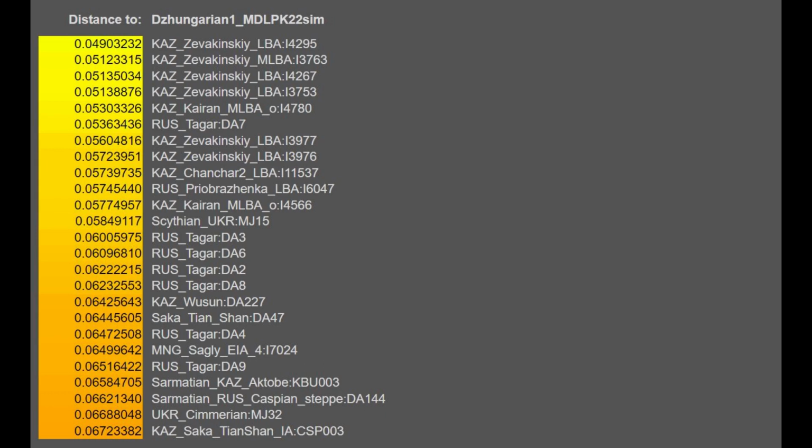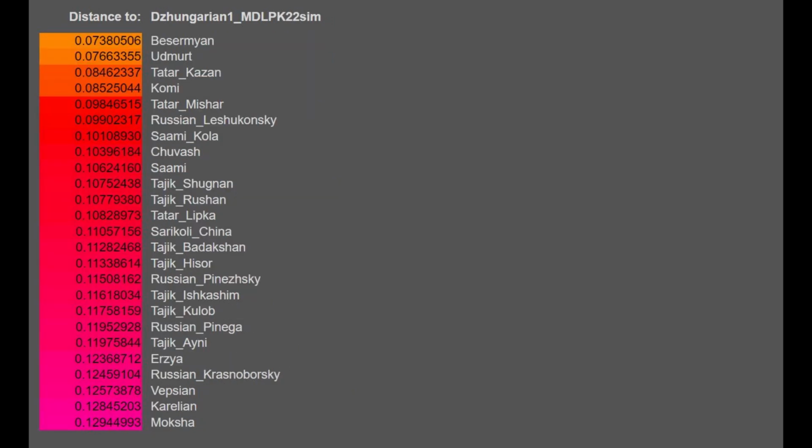With this sim, he's closest to Kazakhstan Zevakinsky, late Bronze Age, and Kazakhstan Kairan, middle late Bronze Age outlier. And also he's close to Tagar from Russia. So I guess this is what this Dzhungarian individual was closest to. And here's the same G25 coordinates, but for modern ethnicities. Out of modern ethnicities, he was closest to Besermyan, which are, I think, in Komi, Permyak, or Udmurtia, followed by Udmurts, followed by Kazan Tatars, followed by Komi, followed by Mishars, followed by Russians from Lishukonsk.